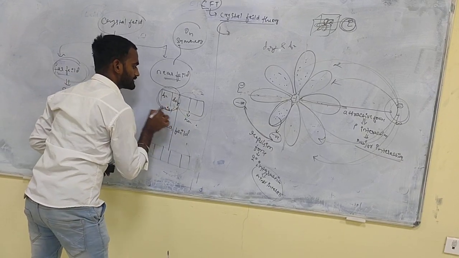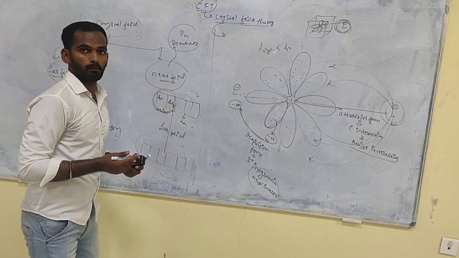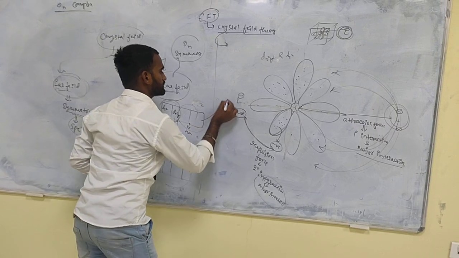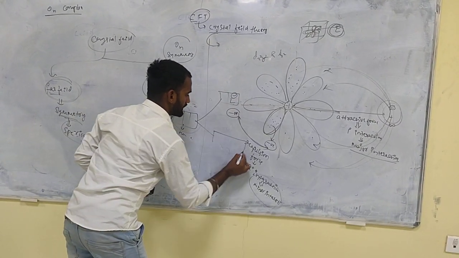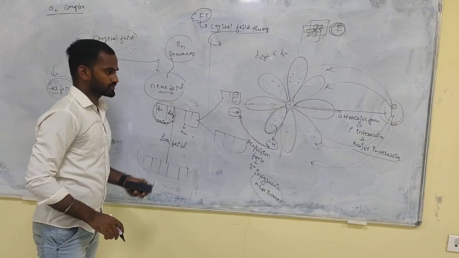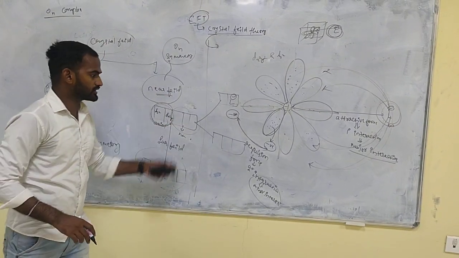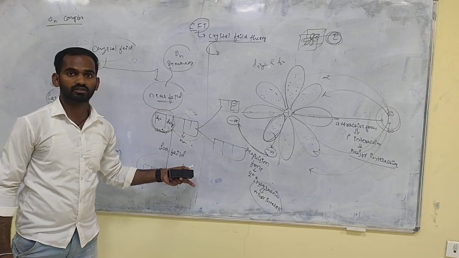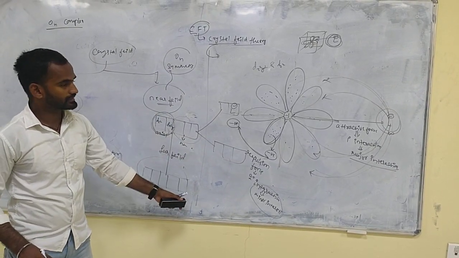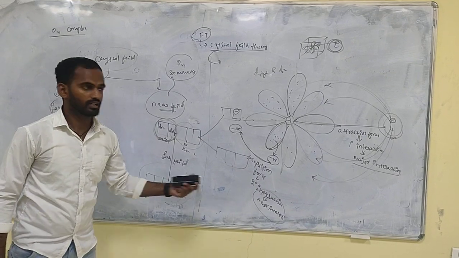So these orbitals will feel more repulsion, which means they will go to higher energy, and the others will come to lower energy. So this is what happens. The splitting of the orbitals we will call crystal field splitting. This is how the crystal field works in the splitting of d orbitals.